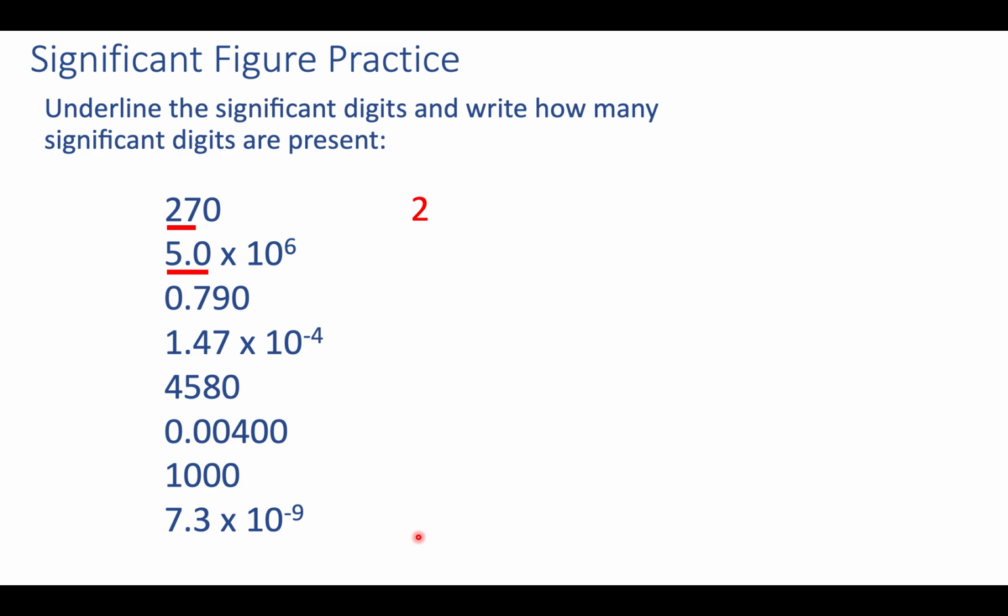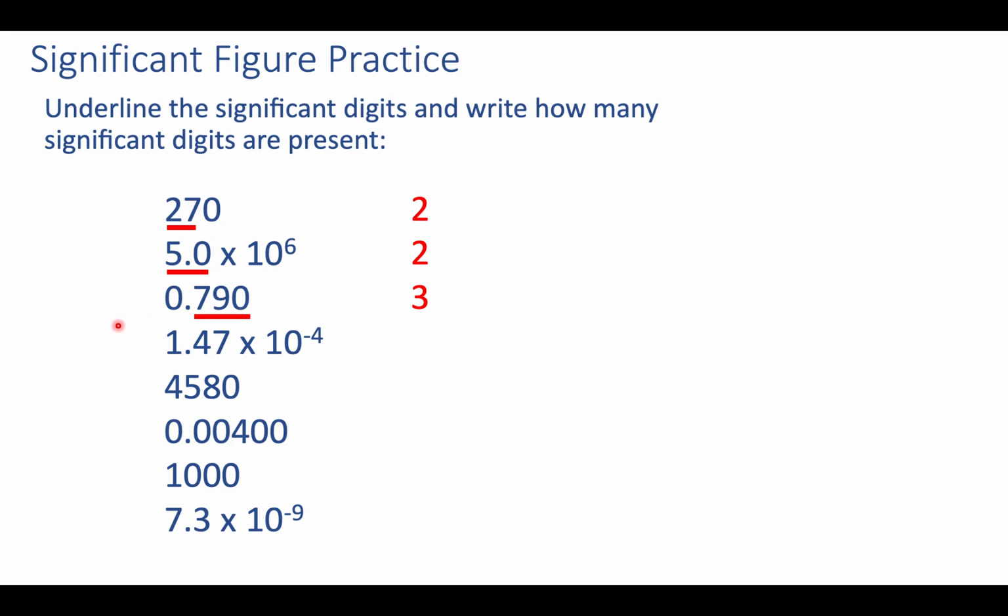Whenever we see times 10 to an exponent, that part of the number, so this part here, is not counted as a significant digit because these are just place-holding zeros. So we don't count these as significant. So this number also has 2 sig figs. For 0.790, we have 3 significant digits. That's because we have a leading 0. Remember, leading zeros are not significant. We have 2 non-zero numbers, and then a 0 after the decimal point.